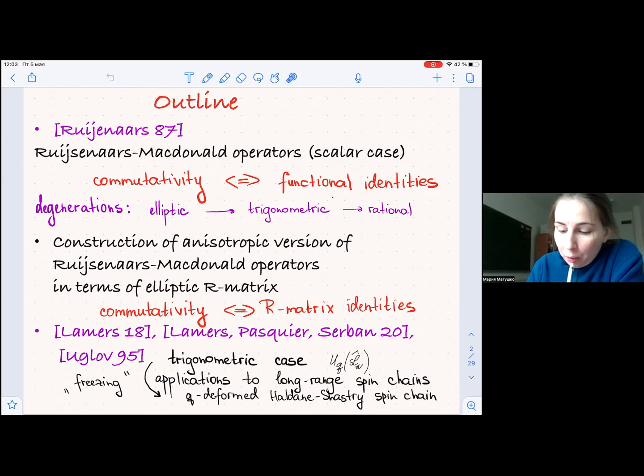What I want to do is to construct a matrix version of this story. So we construct some matrix valued operators in terms of the quantum elliptic R-matrix. And we prove that the commutativity of these operators is equivalent to a set of R-matrix identities. So these are our recent results with Andrei Zotov.